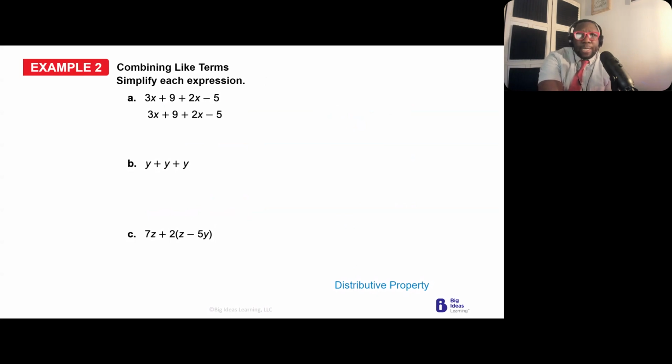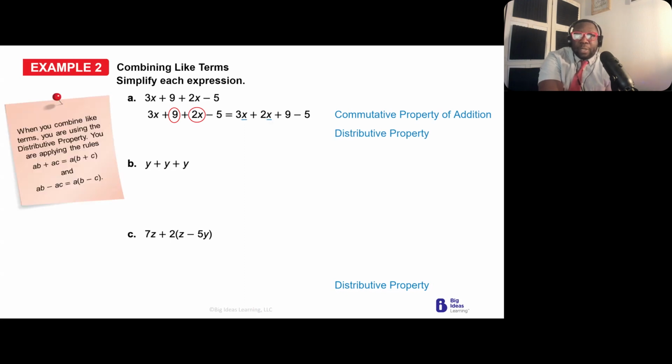So when we're looking at A, well, we're going to use commutative property to change the order, get the like terms together. So 3x and 2x, and then 9 and 5. Now, when we're looking at the distributive property, when we're looking at 3x and 2x, well, x is the same, so we're going to pull that out. So now we have 3 plus 2, parentheses, x plus 9 minus 5. And when we simplify that, that's equal to 5 and 4, so we have 5x plus 4.